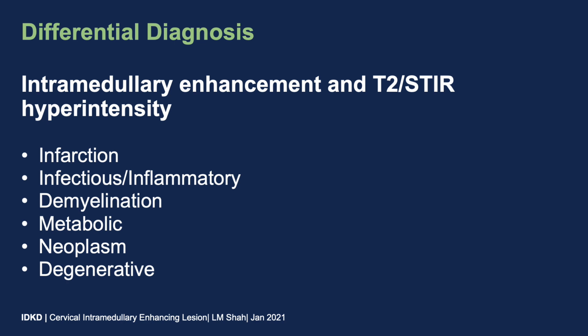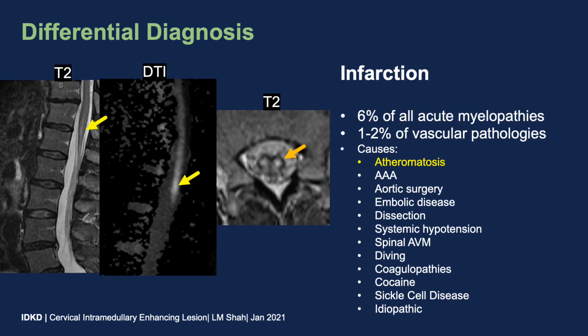Our differential diagnosis for an intramedullary lesion that demonstrates enhancement and T2/STIR hyperintensity is an infarction, an infectious/inflammatory process, demyelination, metabolic process, neoplasm, and degenerative process. Let's review some imaging examples of these differential diagnoses.